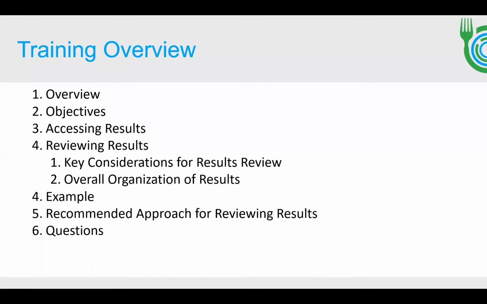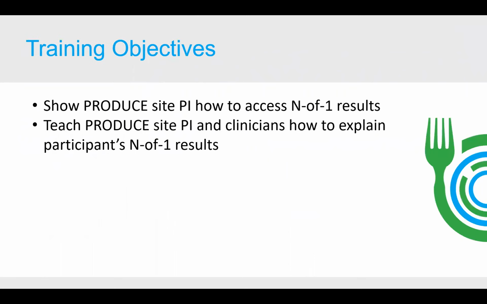So for the overview of today's training webinar, we're going to talk a little bit about the general goal and objectives of the training, show you how to access the results, talk about reviewing the results with the participant, including key considerations for the results review and the overall organization of how the results are displayed. We're going to go through an example and then provide a recommended approach for reviewing the results.